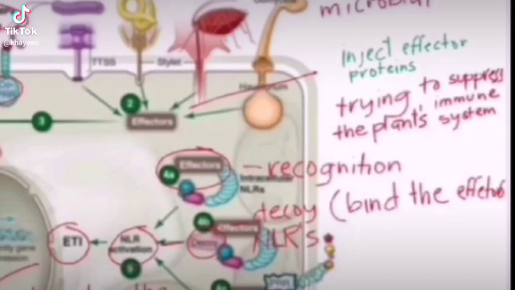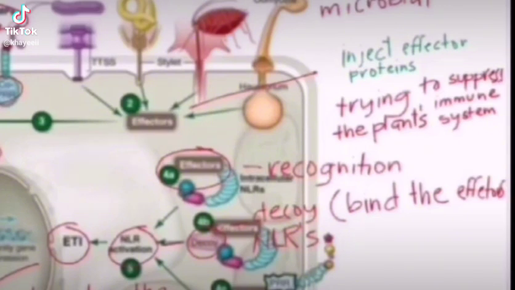So, effectors achieve this suppression through various mechanisms, such as interfering with PAMP-triggered immunity, or PTI. Effectors can directly target or inhibit the components of the PTI pathway, preventing the plant from mounting an effective defense response to PAMP recognition. This might involve blocking the signaling pathways triggered by PAMPs or degrading the PRRs themselves.